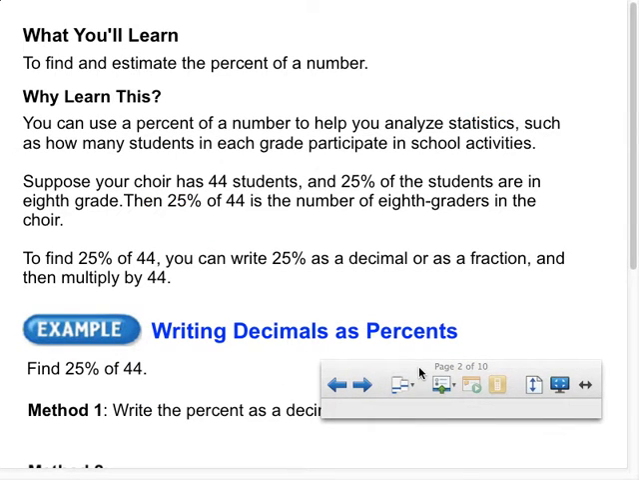All right, what you'll learn: to find and estimate the percent of a number. Why learn this? You can use a percent of a number to help you analyze statistics, such as how many students in each grade participate in school activities.